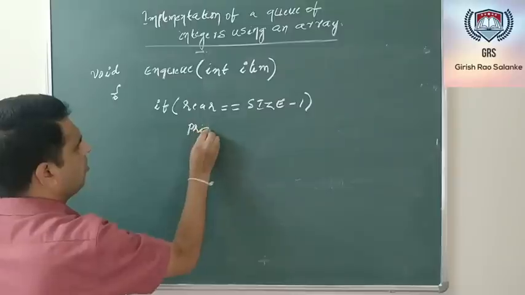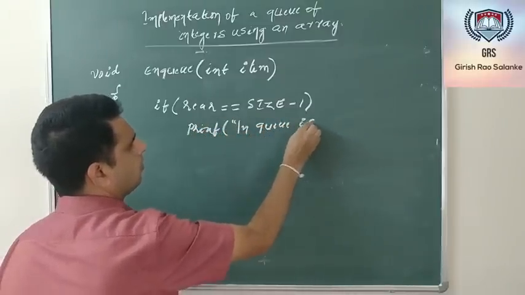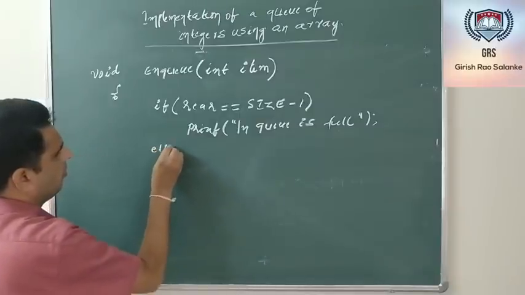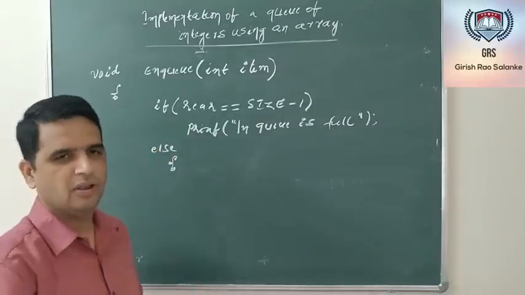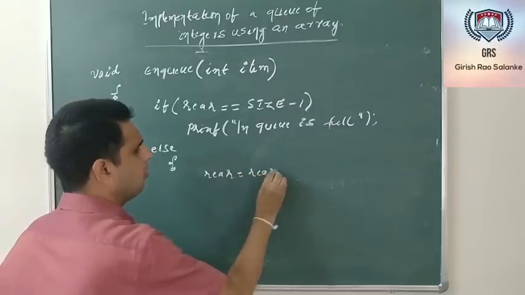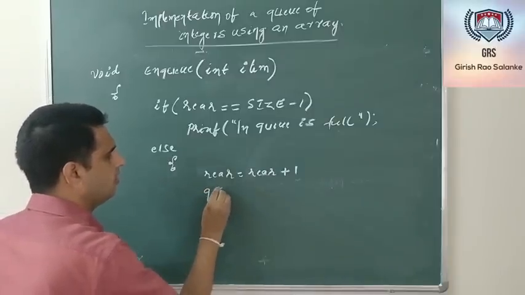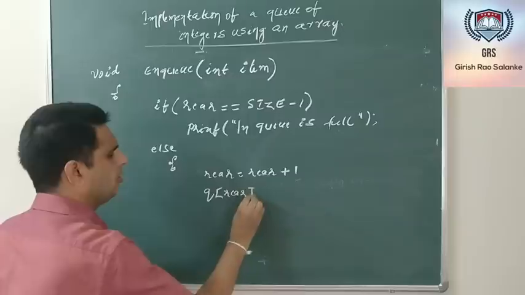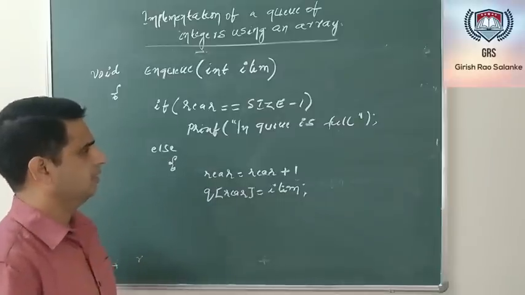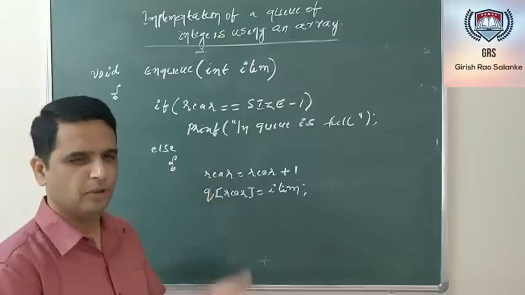printf queue is full. Else, if queue is not full, first thing is increment rear. Rear is equal to rear plus 1, and then assign queue of rear is equal to item. We'll declare all this rear, front end as well as this array queue as global variables.